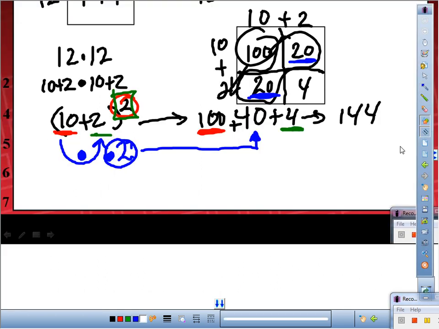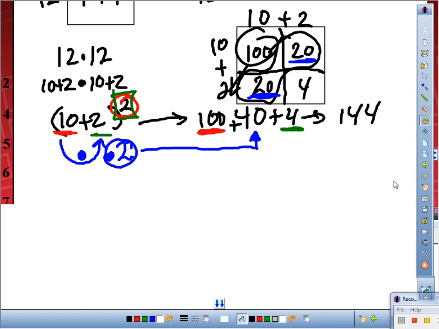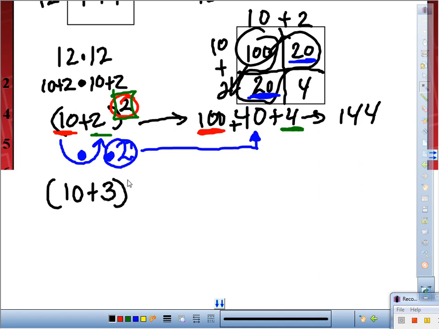Now, the part that really gets to mathematicians is that when you find a formula or a pattern, does it work for other numbers? Let's find out. Let's see. 10 plus 3 squared. First term squared is 100. Second term squared is 9, and that goes at the end.